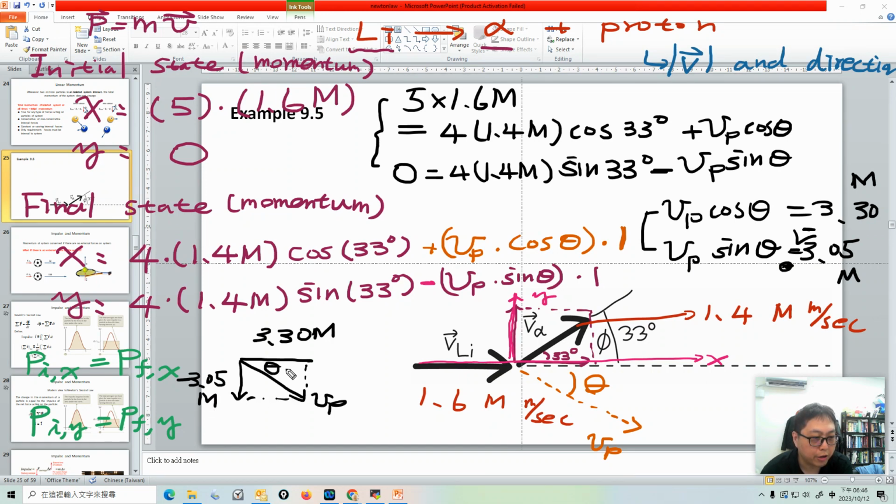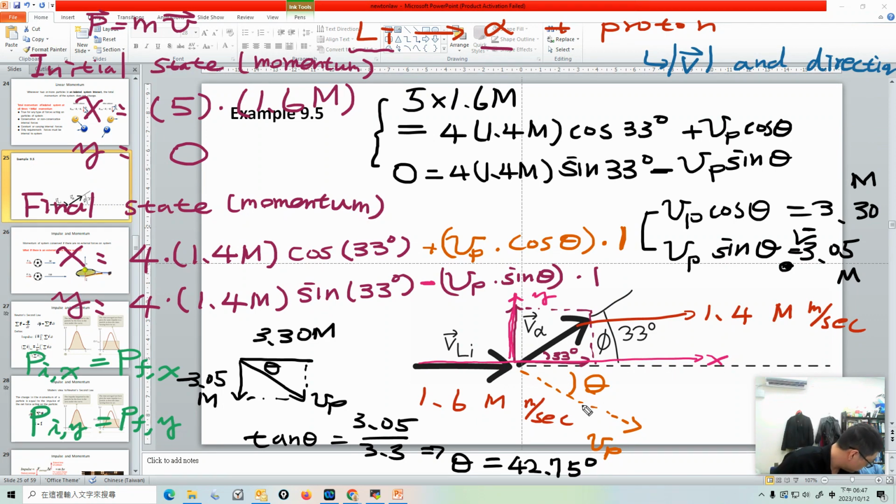So your tangent theta is 3.05 over 3.3. If you use your engineering calculator, the theta should be 42.75 degrees. And what's the magnitude?